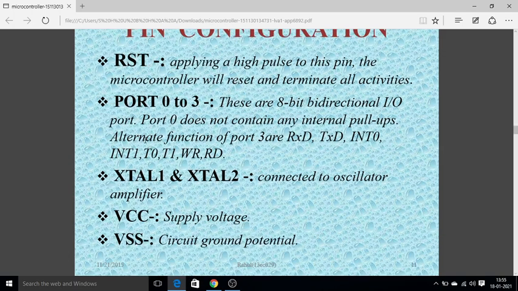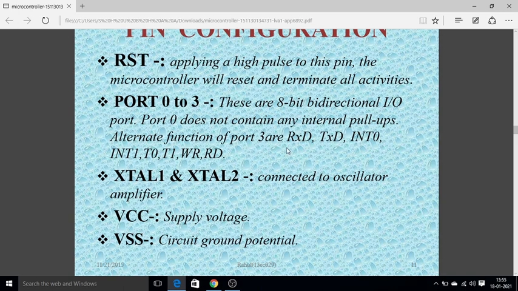Next one is port 0 to port 3. These are 4 ports, port groups actually. Port 0 consists of 8 input output pins. Port 1 consists of 8 input output pins. Port 3 also consists of 8 input output pins, and these are 8-bit bidirectional IO pins. We know that port 0 does not contain any internal pull-ups.